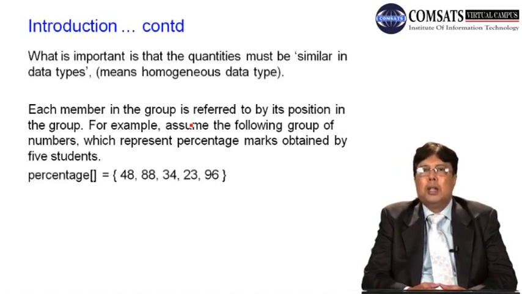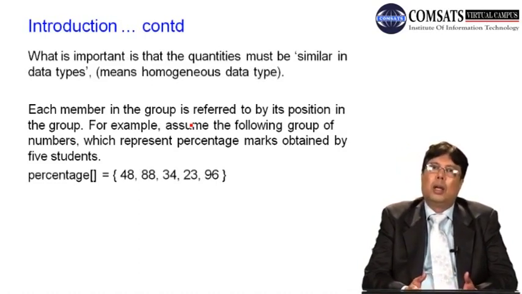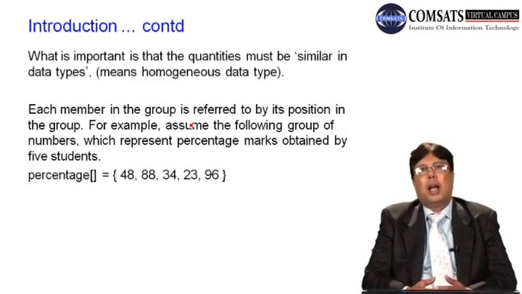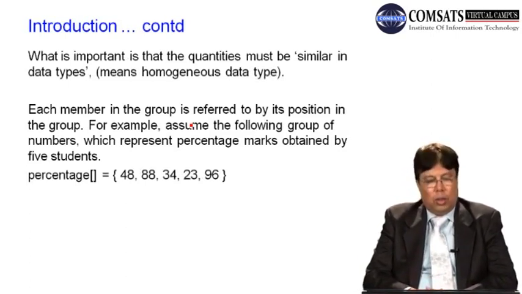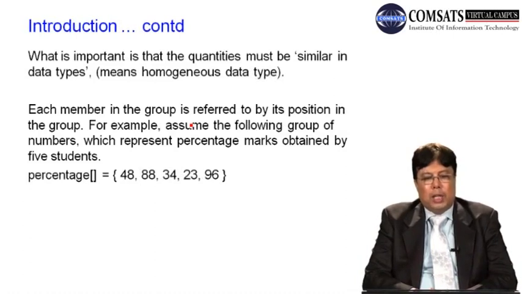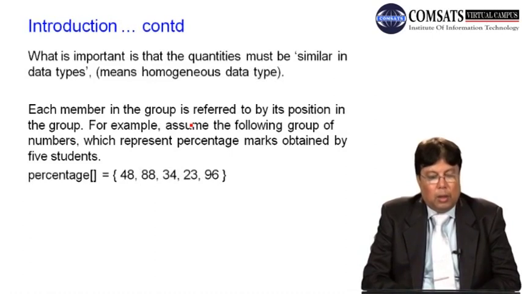अगर एक एलिमेंट इंटीजर है तो सारे एलिमेंट इंटीजर होंगे. अगर एक मेंबर फ्लोट है तो सारे मेंबर फ्लोट होंगे. You cannot mix and match different data types if you want to utilize the power of array in your C program. So each member in the group is referred to by its position.